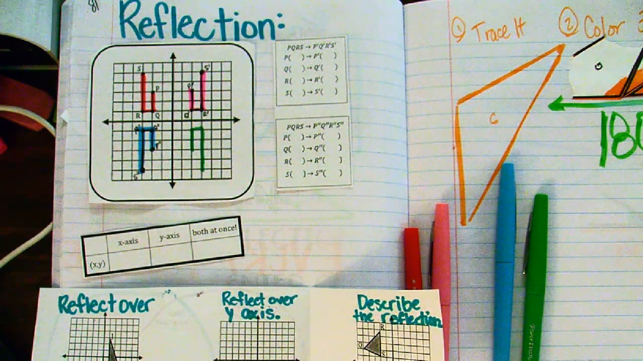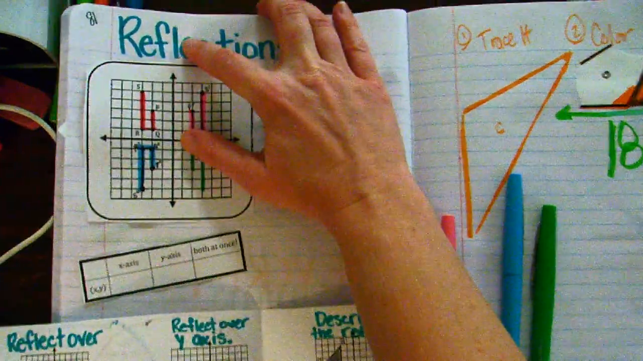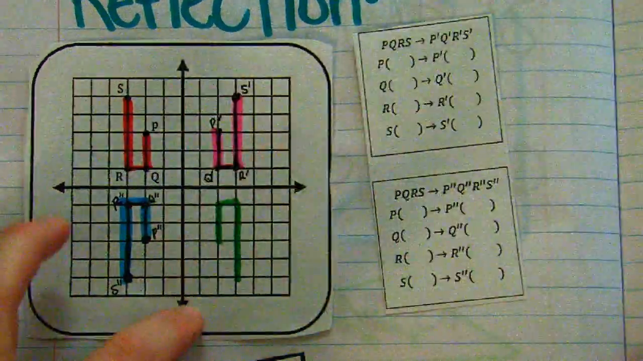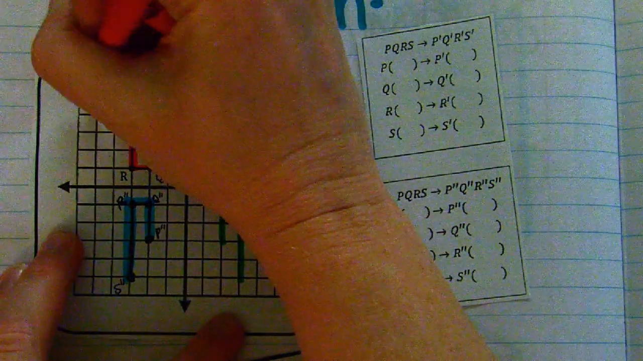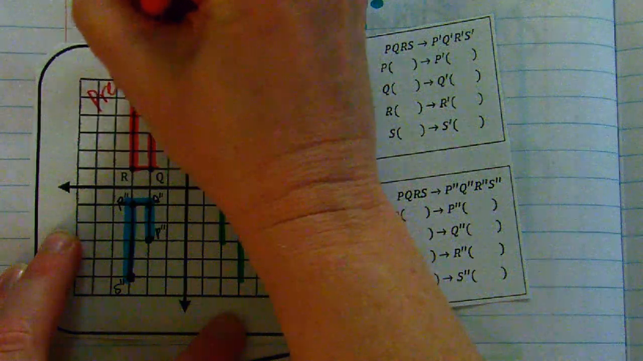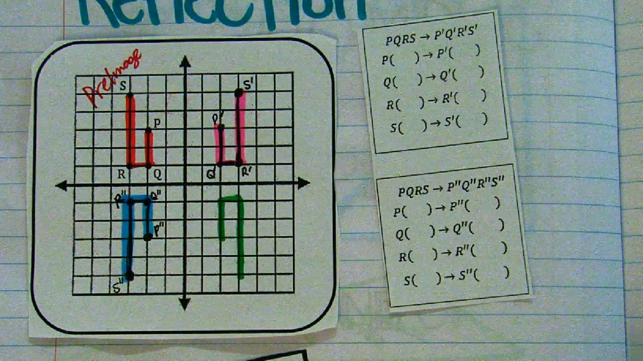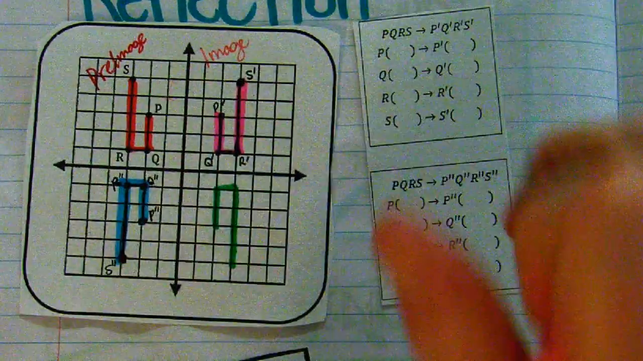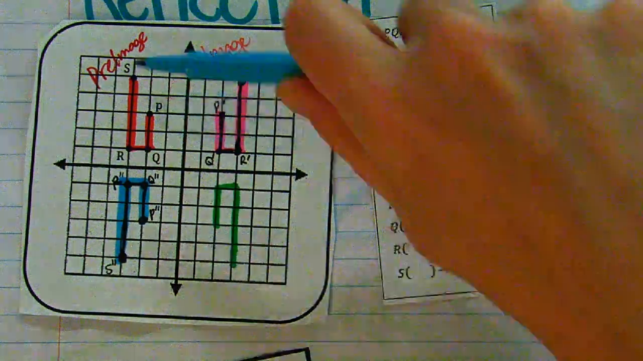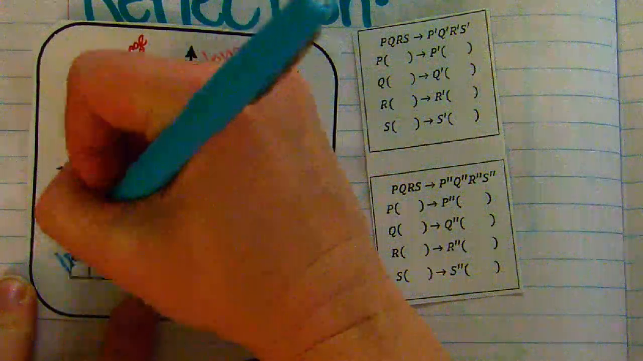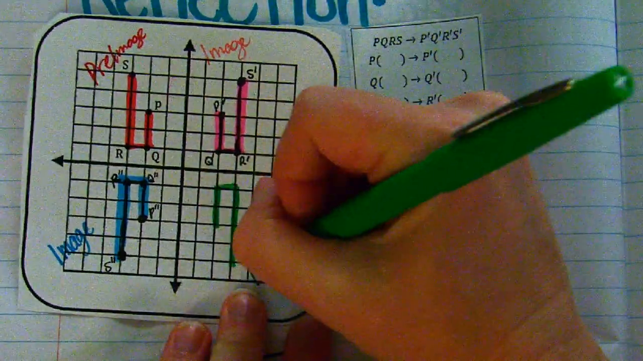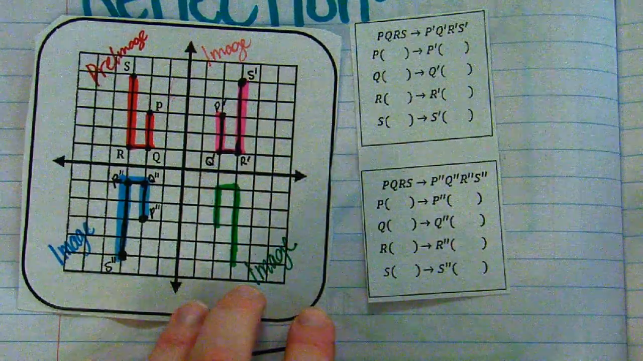From there, I've traced this right here on the graph with red. This is our pre-image. And this pink one is our first image. It's our first copy. The blue one is an image of this red one. It's the second copy. And then the green one I have added to mine. And that's going to be the last image.